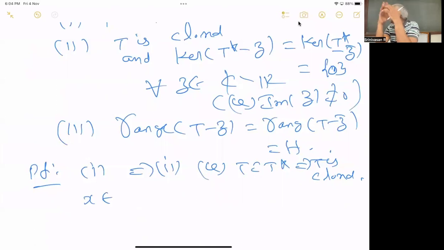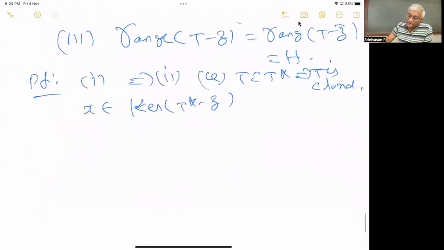Then, wait. Oh, it doesn't say anything, sorry. Here it will say. Okay, so I mean, here it says that. So let x be in the kernel of T star minus z. Let's do it. No, it doesn't say anything. Kernel of T star minus z. Okay.